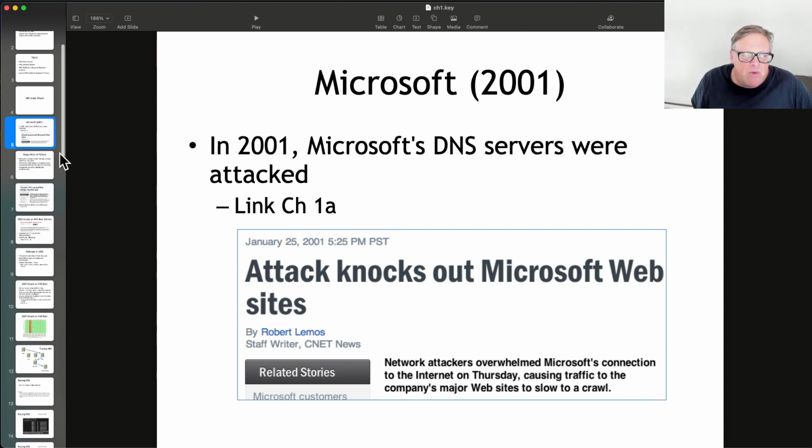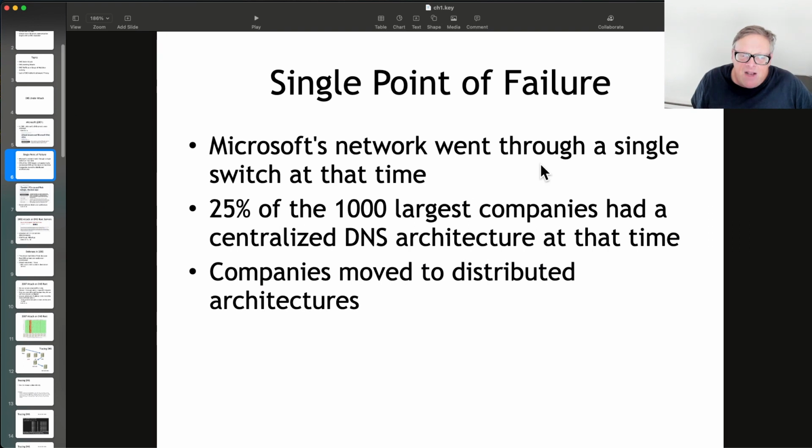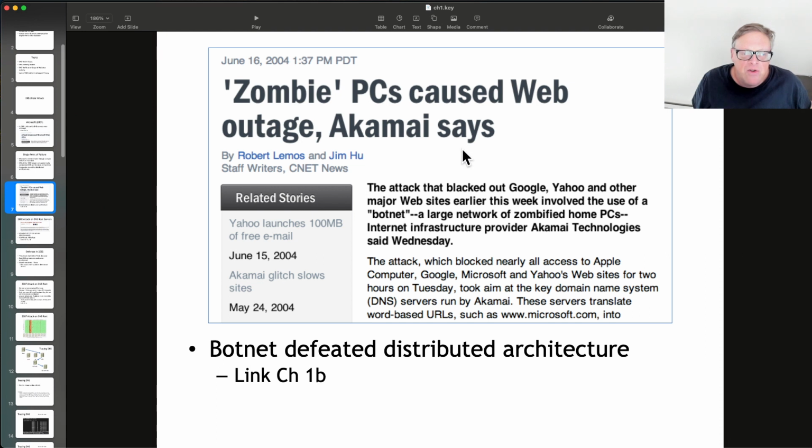Back then, people's idea of network design was pretty primitive, and Microsoft had all their traffic go through a single switch, and a large portion of companies had a centralized DNS architecture at that time, where they'd have one essential server. And if you're like that, then people can take you down by attacking that one server. So people moved to more resilient, fault-tolerant networks that have alternate systems.